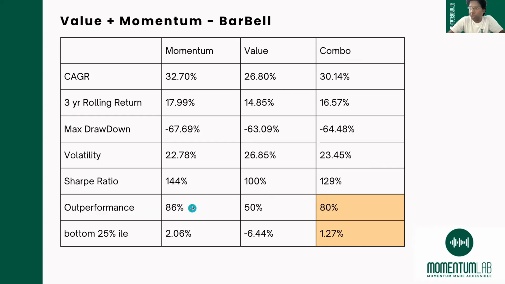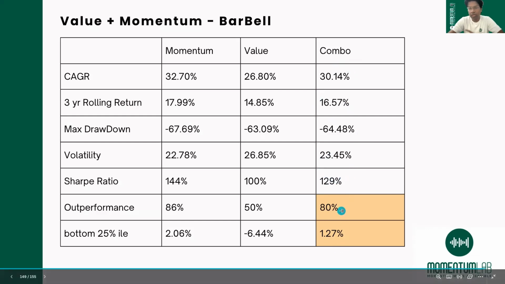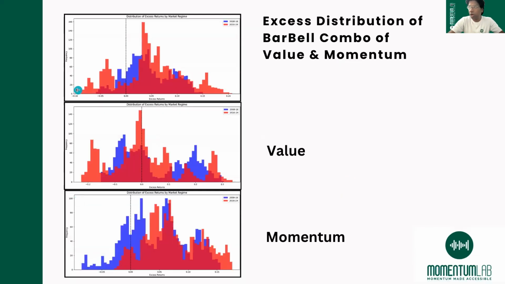So the outperformance, when you combine momentum with value, falls to 80%. The bottom 25 percentile falls from 2.06% to 1.27%. And on the rest of the parameters also, it gets sandwiched between momentum and value. Again, more than these numbers, I'm interested in these two, because if the distribution of excess returns shifts towards the right, then I have more probability that this strategy works. And if the bottom 25 percentile also moves towards the right, I have even higher surety about the excess returns that I'm going to get if I stay for 3 years.